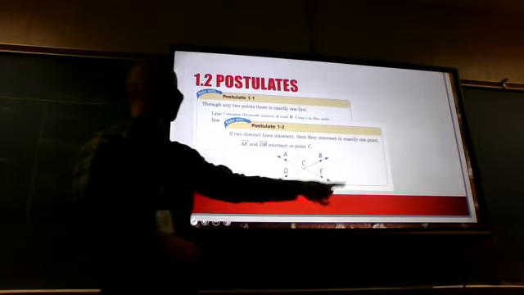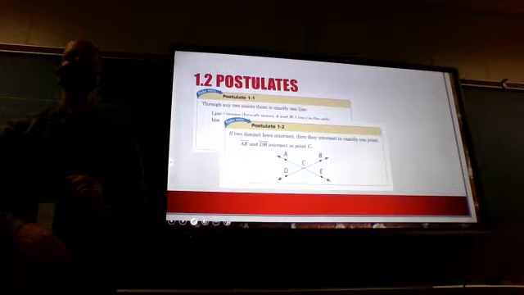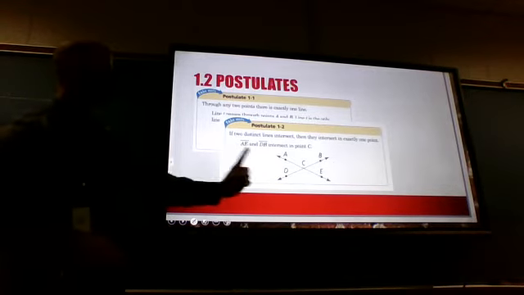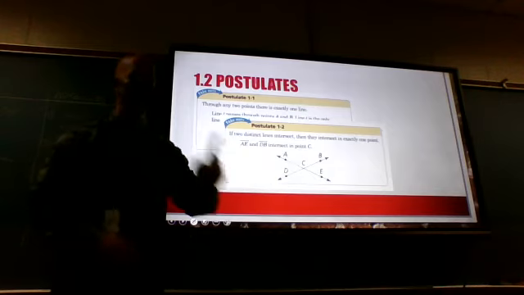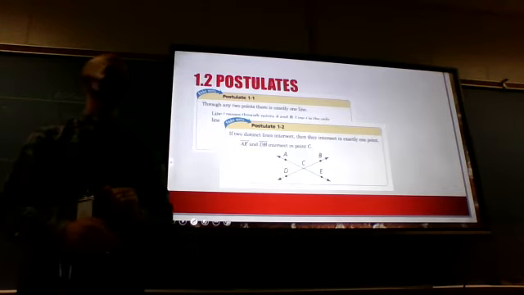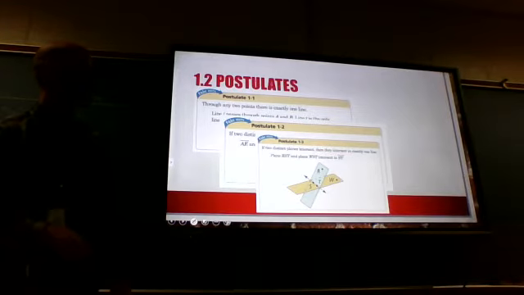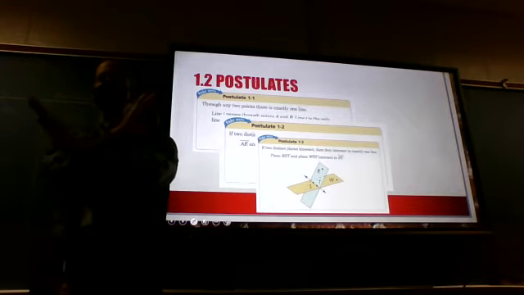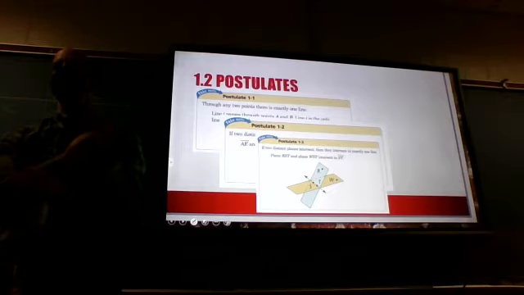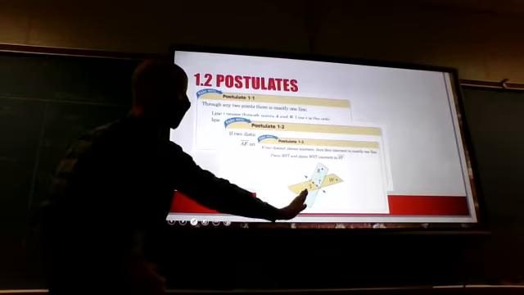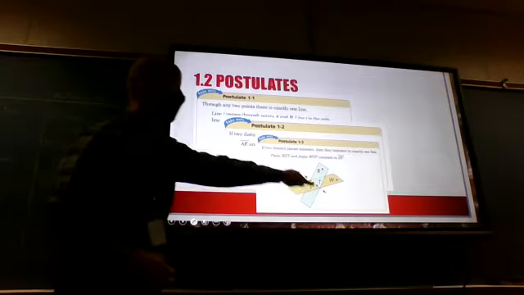Through any two lines, guess what you have? Exactly one point. In other words, if these two lines intersect, their intersection is exactly one point. It can't be two points or five points or something like that. Through any two distinct planes, guess what their intersection is? It's a line. So this plane and this plane intersect at line ST.